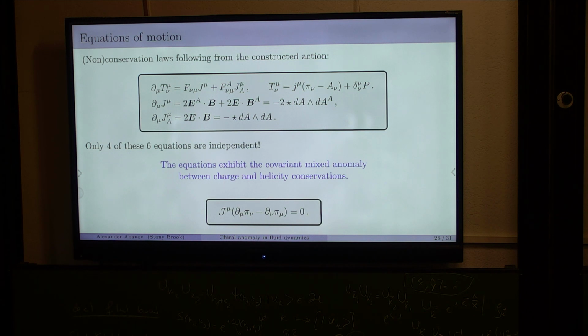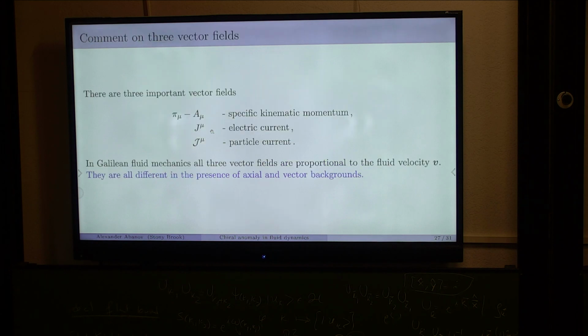You can start with the energy momentum tensor and derive these, or do some other combinations. But they are not independent equations. They are compatible. And these equations exhibit a covariant mixed anomaly between charge and helicity conservations, as I promised.